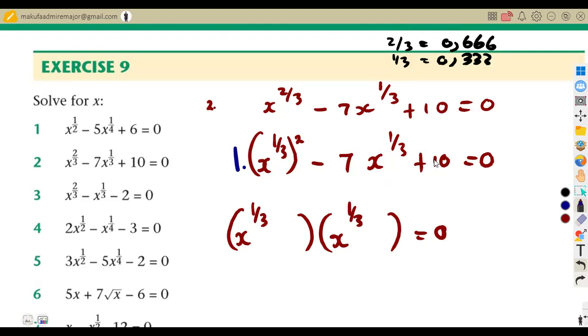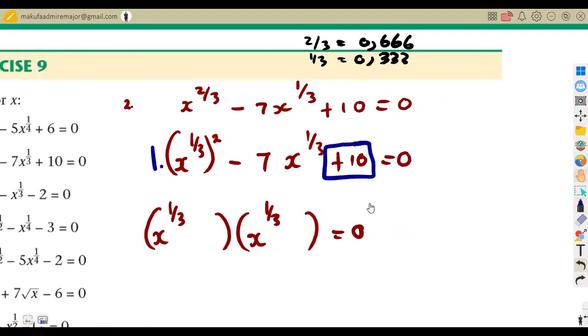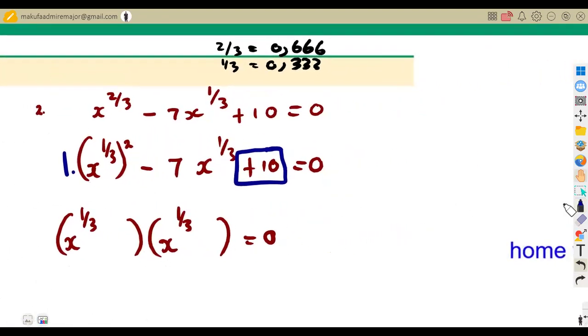Then now, how do you factorize? Remember, we said we focus on the constant, which is 10. What are the products in this case? We are looking for the products of 10, two terms that you multiply to get a positive 10. But if you add these numbers, you must get what? A -7.